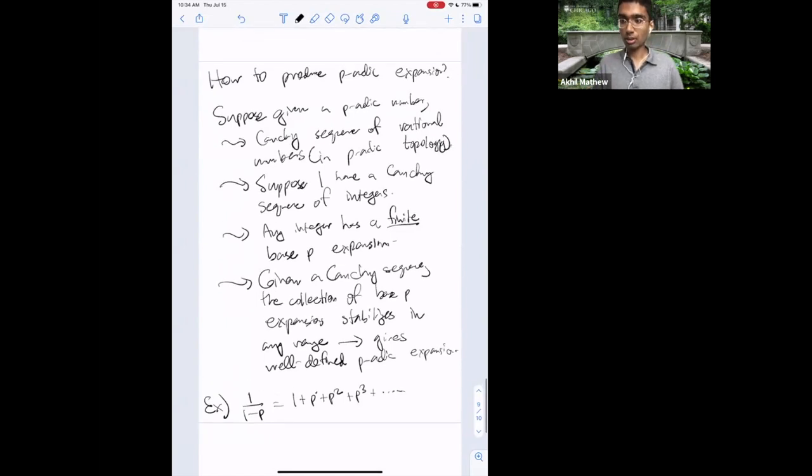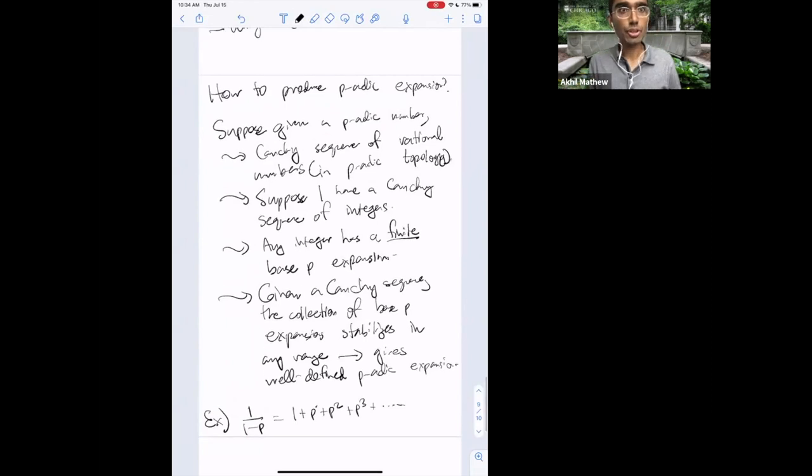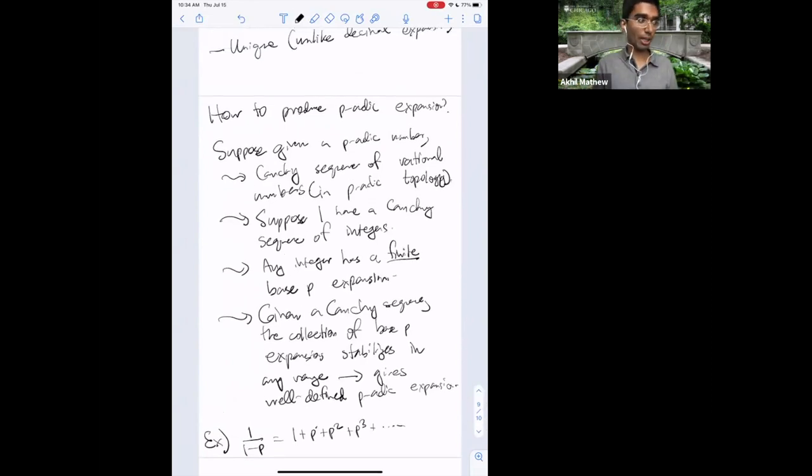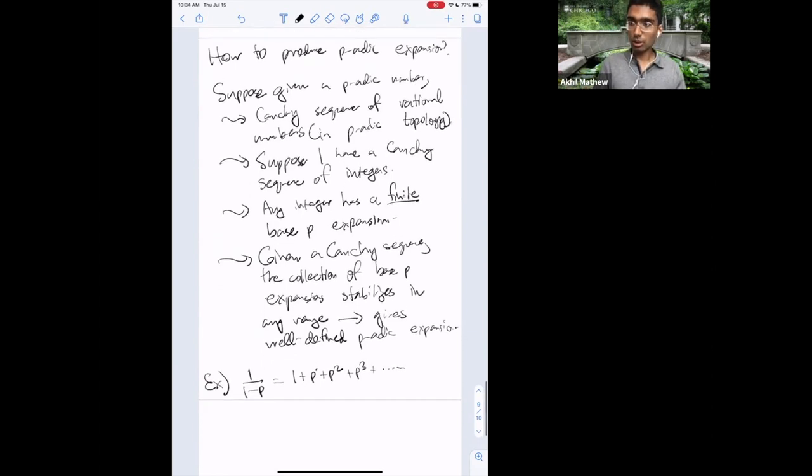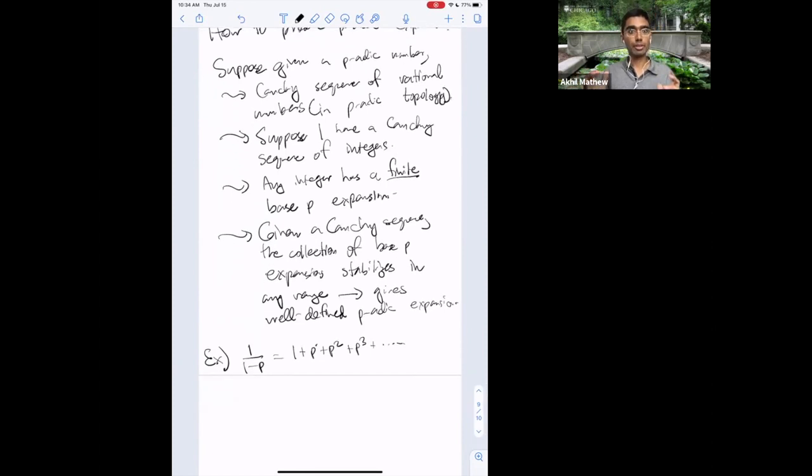Okay. So that's at least a sketch of why this fact is true, and this is roughly how you can think about representing a p-adic number, which is that it has some sort of p-adic expansion. Okay, so as we've been saying, you should think of the p-adic numbers as in some way analogous to the real numbers.